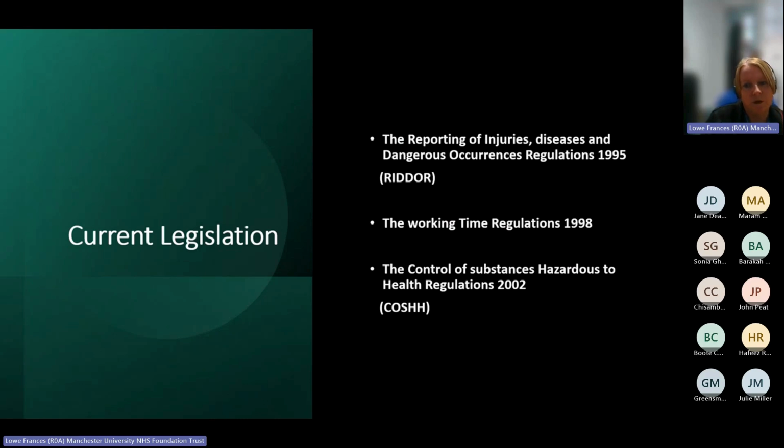Then we've got RIDDOR. Under these regulations, employers are required to report a wide range of work-related incidents, injuries and diseases to the Health and Safety Executive or to the nearest local authority environmental health department. The regulations require an employer to record in an accident book the date, the time, and the incident, along with details of who was affected, the nature of the injury, any condition as a result of the injury, their occupation, the place where the incident happened, and a brief note on what actually happened.